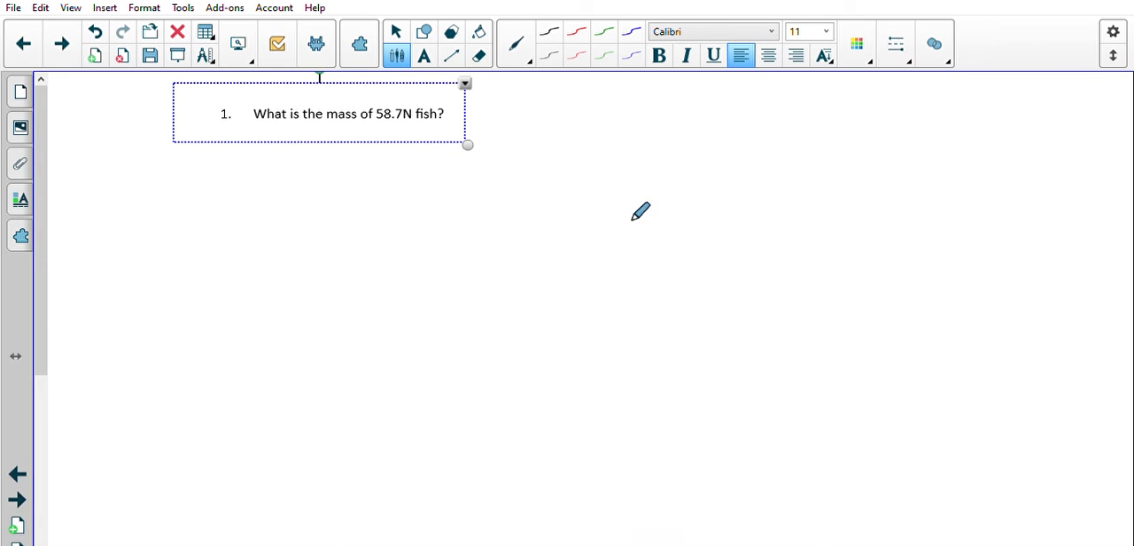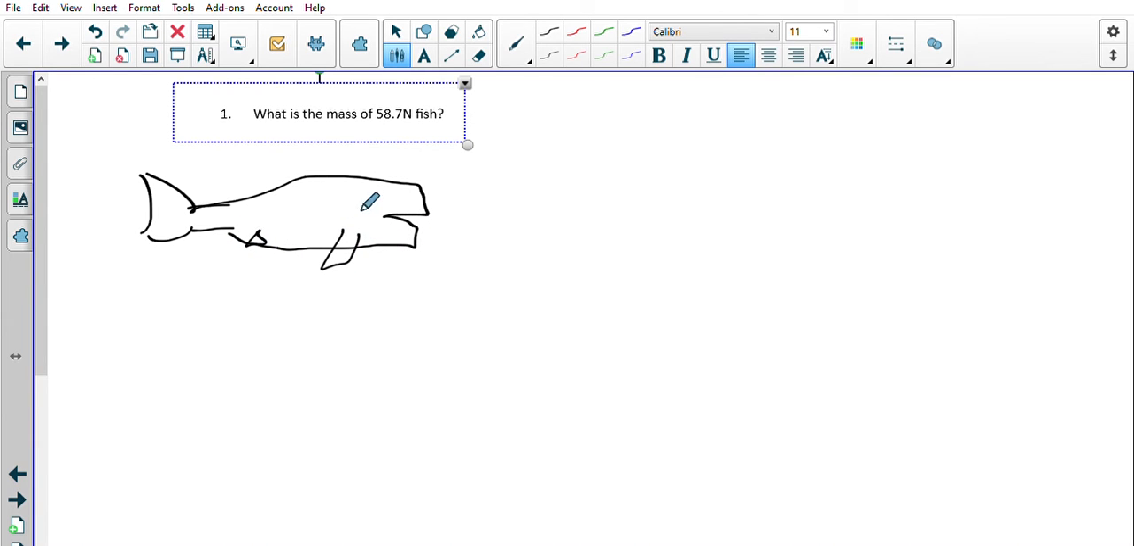All right, what is the mass of a 58.7 Newton fish? Well, I think this requires a picture as well. Is this an anglerfish? There you go. And then I guess we need big teeth. There you go.